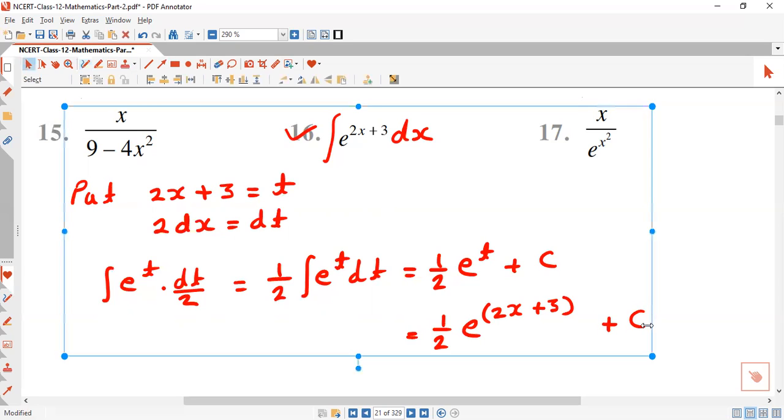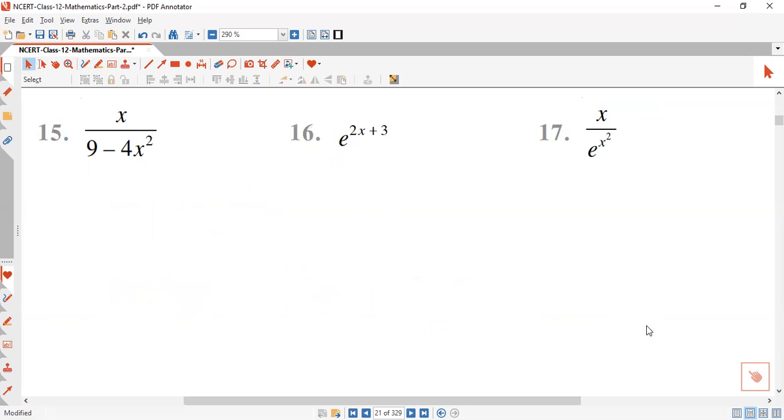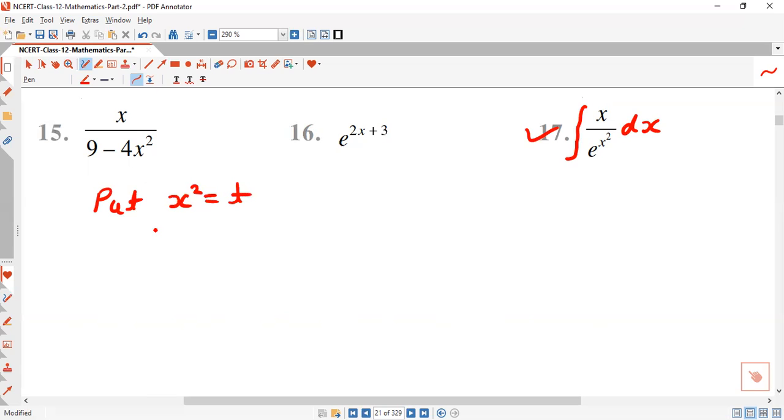Now, question number 17. We have x e raised to x square. We want to do the integration with respect to x. So we put here in this question, x square equal to t. So this comes out 2x dx equal to dt. Fine. Now what does the integration become? x dx equal to dt by 2. So it becomes dt by 2, and e raised to x square means e raised to t.